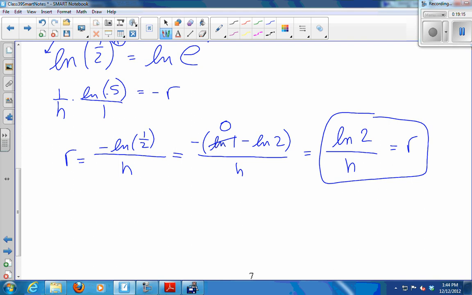And if I want to know what h is, I can just multiply both sides by h and divide both sides by r. And I get a similar formula for h, which is the ln of 2 over r. So that's how you convert. If you know half-life, you can get continuous decay rate. And if you know continuous decay rate, you can calculate half-life.